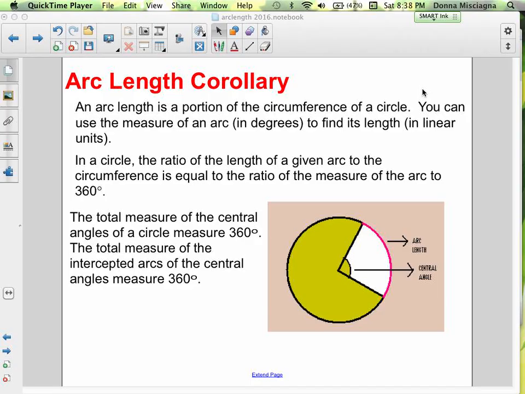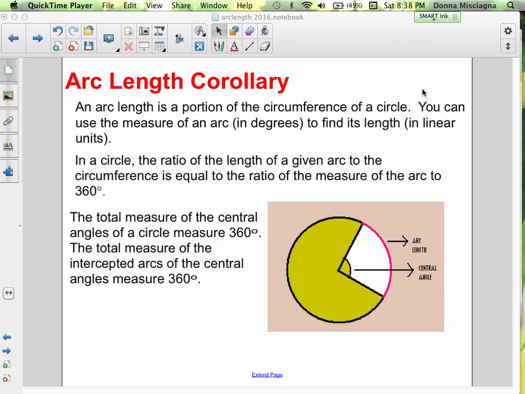So we're going to use the measure of the arc in degrees to find the fraction of the circle. And then we're going to take that and multiply by circumference to find the measure of the arc length. The total measure of the central angles of a circle is 360. The total measure of the intercepted arcs of the central angles is 360. So the central angle is equal to the intercepted arc. So we can use either the central angle in degrees or the intercepted arc in degrees to find the measure of the arc length in linear units.